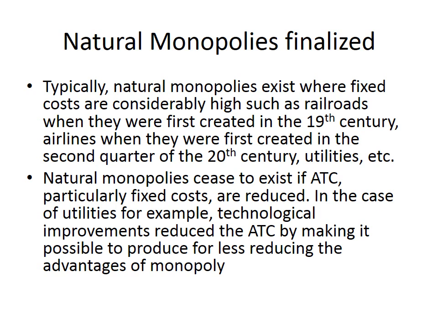Now, the final word on natural monopolies, as we've been saying. Typically, natural monopolies exist where fixed costs are considerably high, such as railroads, when they were first created in the 19th century, airlines, utilities, the development of new drugs by pharmaceutical companies. Natural monopolies cease to exist if the average total cost, particularly fixed costs, are reduced. In the case of utilities, for example, technological improvements reduce the ATC by making it possible to produce for less, reducing the advantages of a monopoly. Okay? All right.